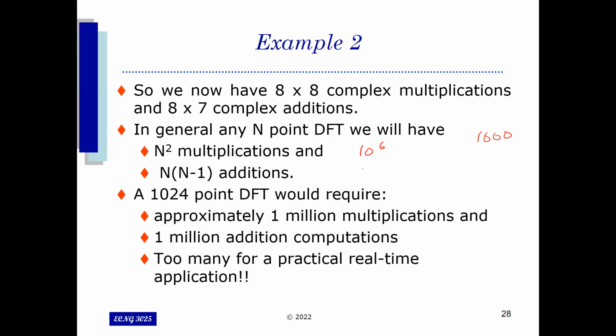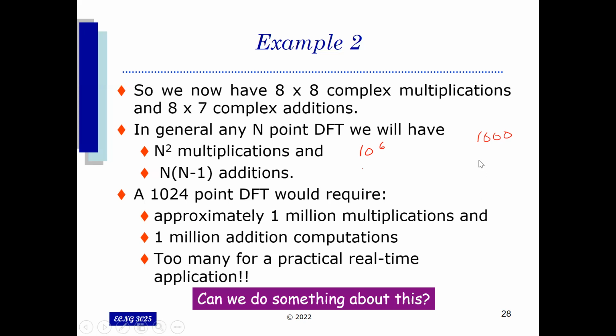In terms of a practical application, if you want to evaluate something in real time, so let's say you have some sound coming in or some signal coming in, and you need to check the frequency content of it in real time. If you have 1,000 samples, or as I have here, 1,024, which is a power of 2, and you'll see why we do that on Wednesday, I need approximately 1,000,000 multiplications and 1,000,000 additions. And these are complex multiplications, it's complex numbers you're dealing with. So this is something that is going to take time. Even though it could all be done mechanically, it is not something that is easy to do in real time. It's going to take too long. So we're going to see that we should be able to do something about it.